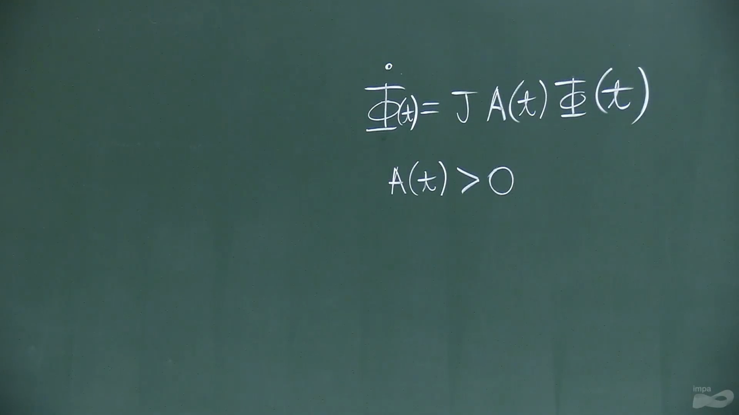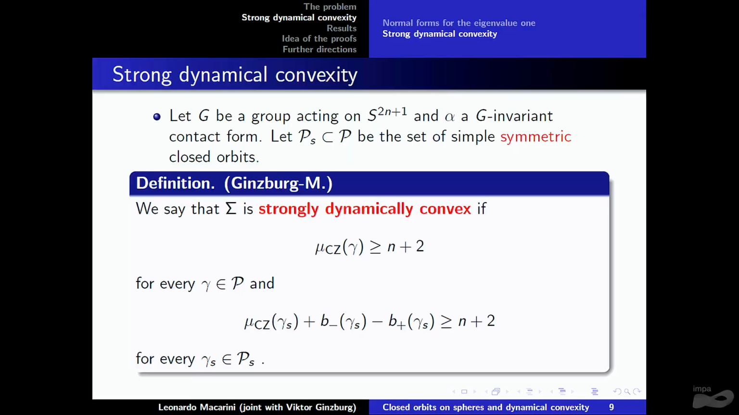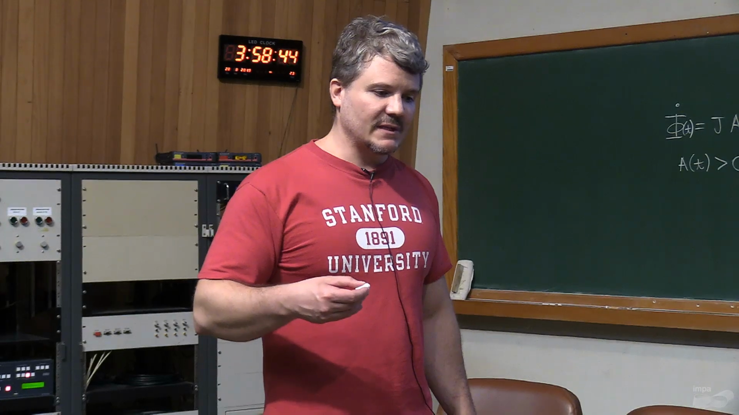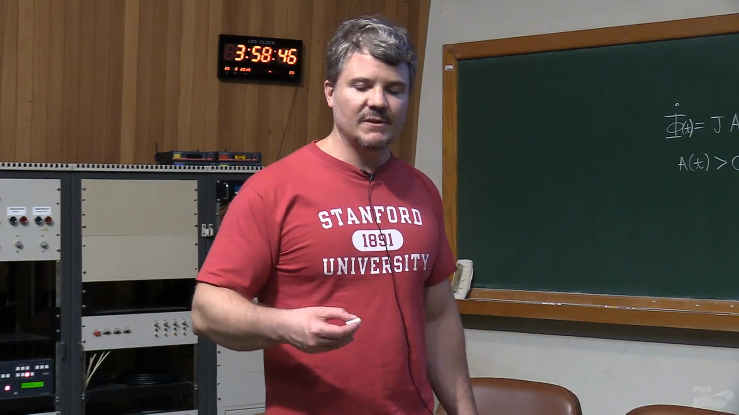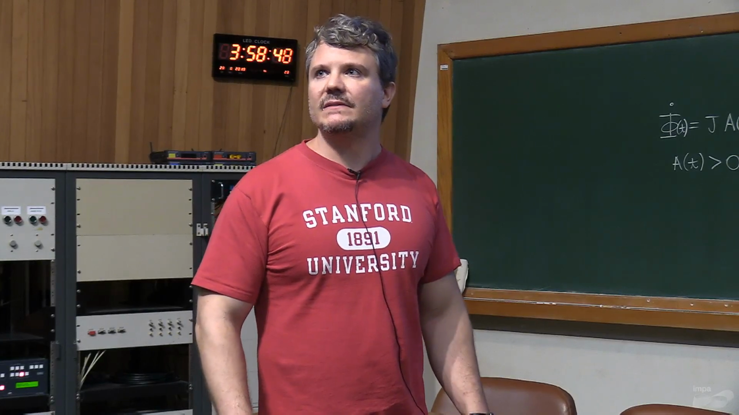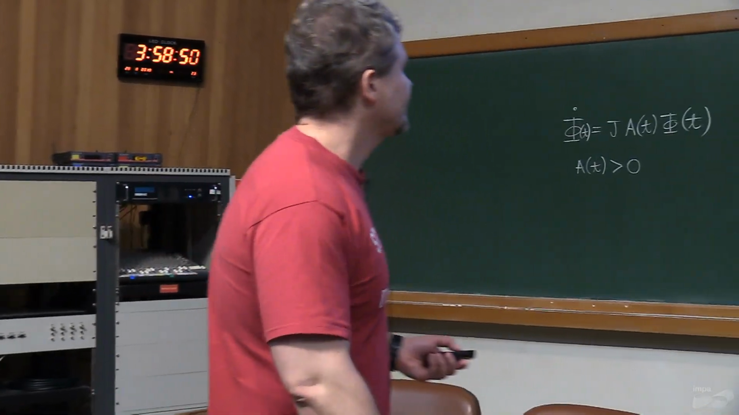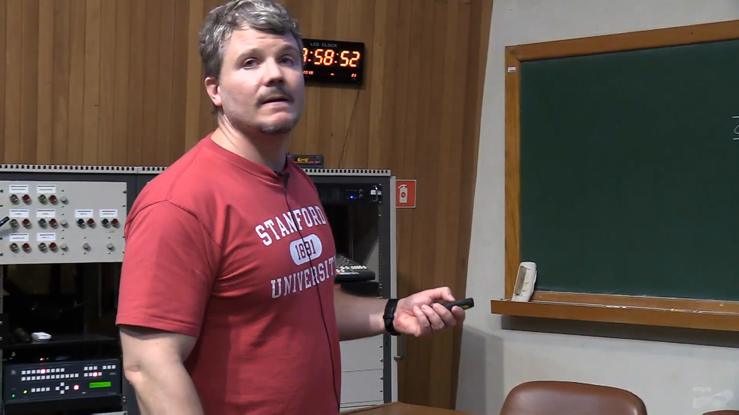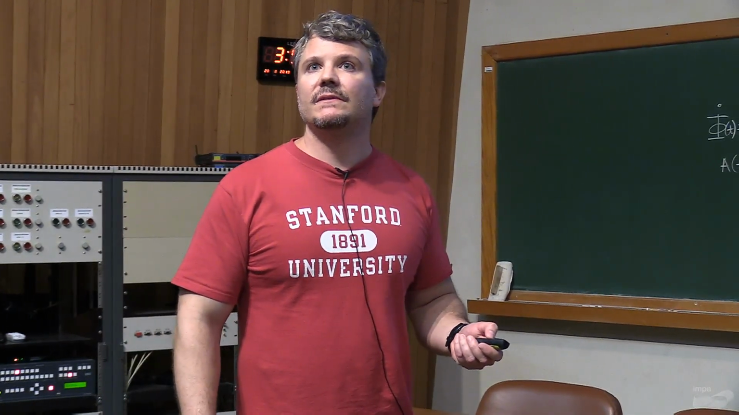Is it really strictly convex or any? Strictly convex. Everything here, I'm assuming strict convexity. But does strict convexity imply strongly dynamically convex? Yes, actually, this is one of the results: if you have a contact form that is convex and invariant by the antipodal map, then it's strongly dynamically convex. More questions about this definition?